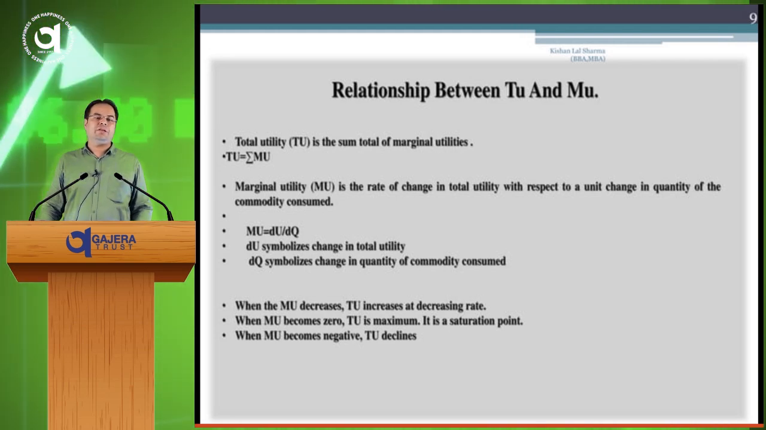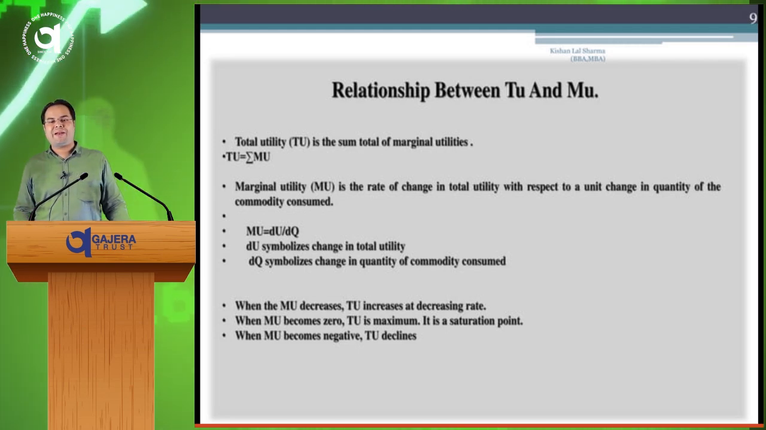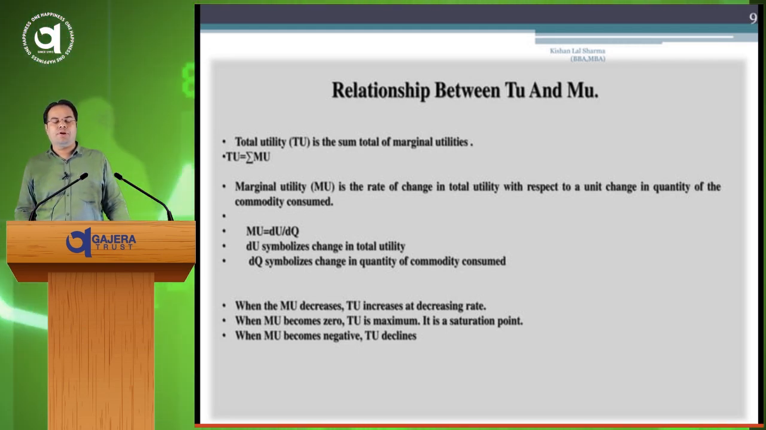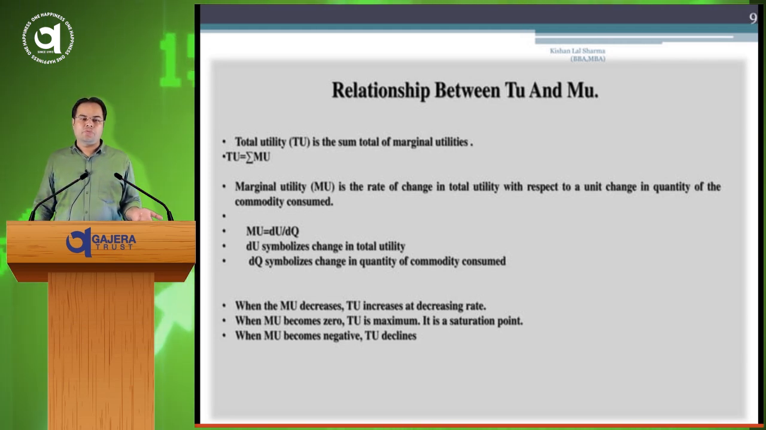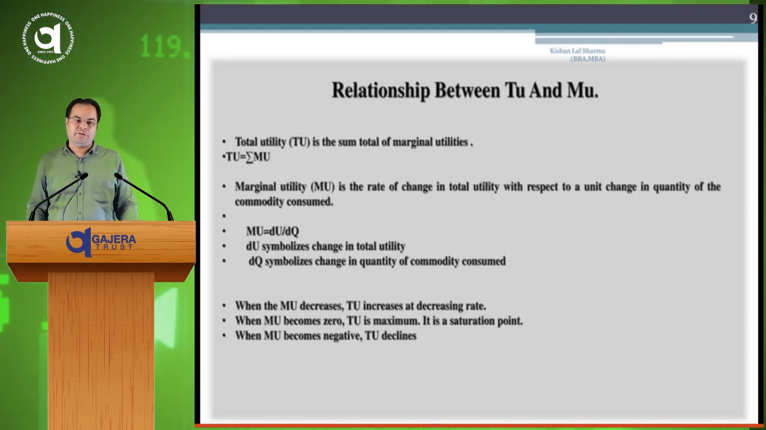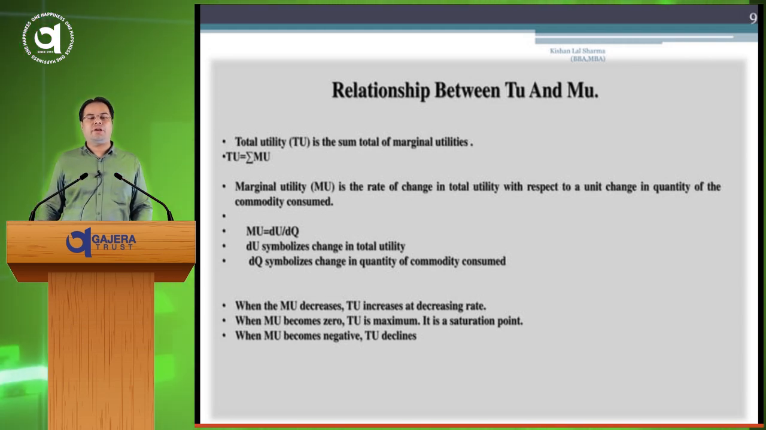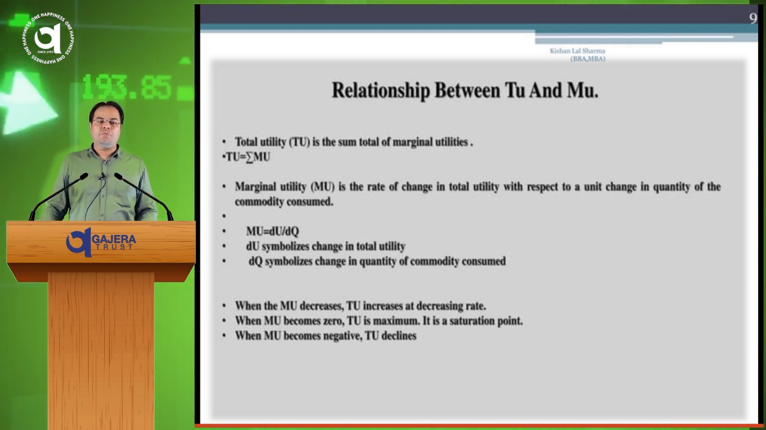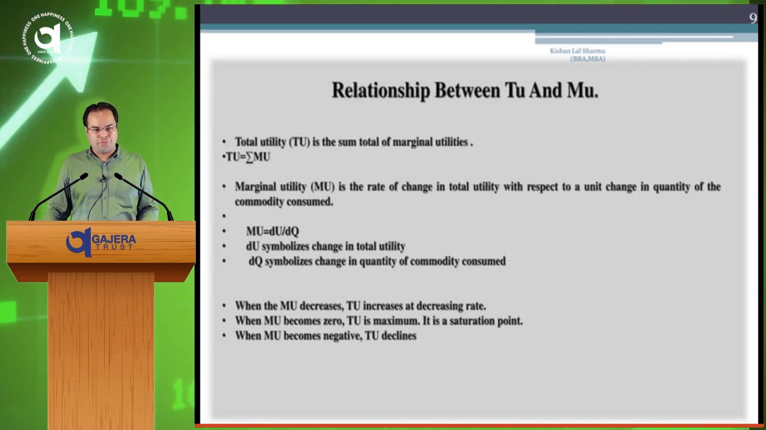So marginal utility is the rate of change in total utility with respect to a change in quantity of the commodity consumed. That is, what extra commodities you have consumed in respect to the previous one, right? So you can see the symbols: MU is equal to dU over dQ, or delta can also be used. dU symbolizes change in total utility. dQ symbolizes change in the quantity of the commodity consumed.